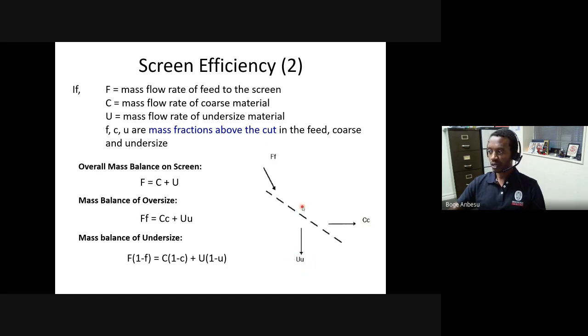So when I say coarse, particles that are maybe 55 millimeter in size may pass through a 50 millimeter screen. Why? If there are some damages on the screen. Okay, so we can determine those as well.